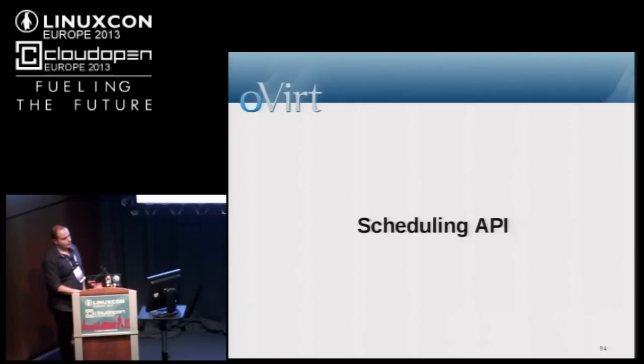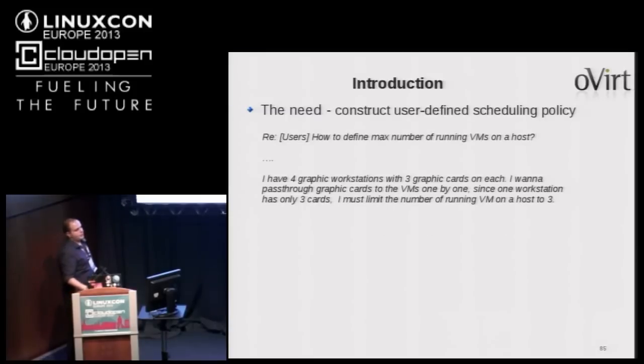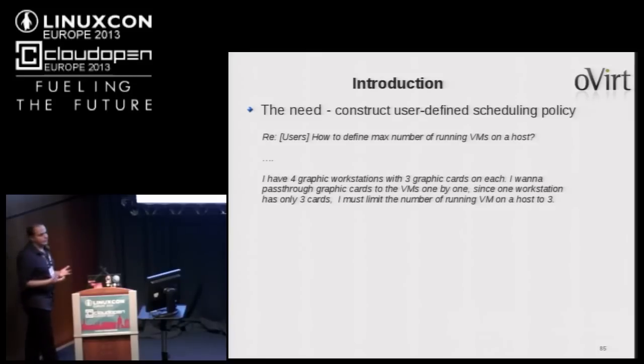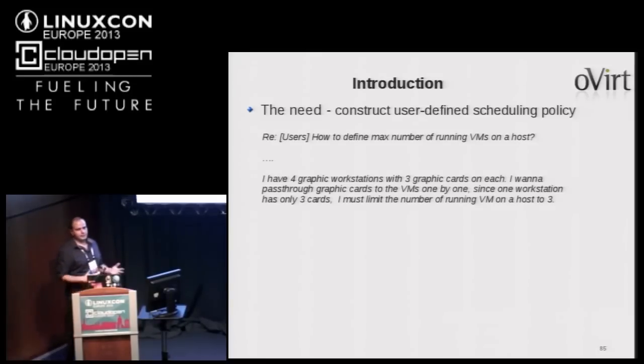Okay, so moving along to the next feature, which is the scheduling API feature. That's an email we got from one of the users. He wanted to define the maximum number of running VMs on a host. And we didn't give him a way to do that.